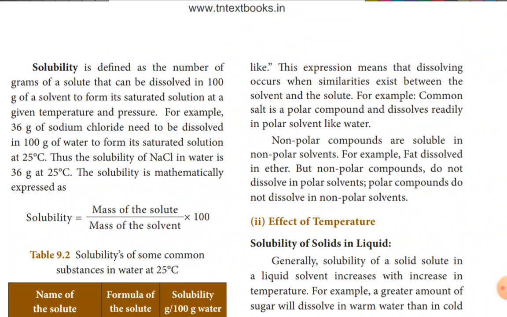Solubility is defined as the number of grams of solid that can be dissolved in 100 gram of a solvent to form its saturated solution at a given temperature and pressure. For example, 36 gram of sodium chloride can be dissolved in 100 gram of water to get the saturated solution. So the solubility of sodium chloride is 36 gram. So solubility is nothing but the amount of solid that is required to get the saturated solution in 100 ml of water.